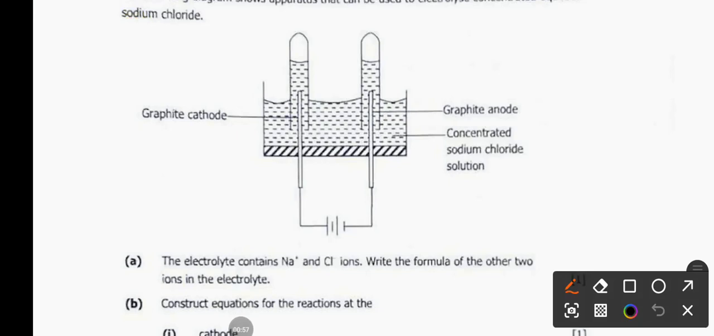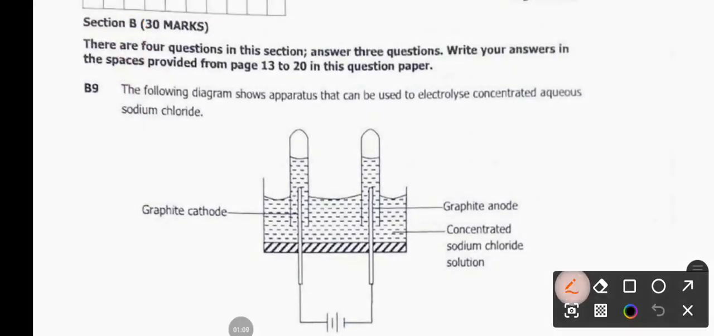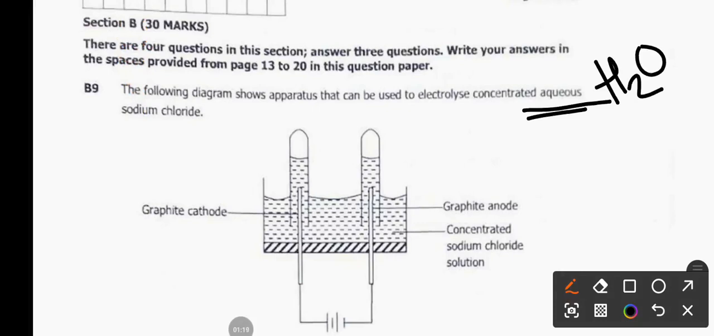Then the first question says the electrolyte contains sodium ions and chloride ions. Write the formula of the other two ions in the electrolyte. Since the question has explicitly told us that it is aqueous sodium chloride, and we know that aqueous means that there is water present, in this electrolyte here, we have water.